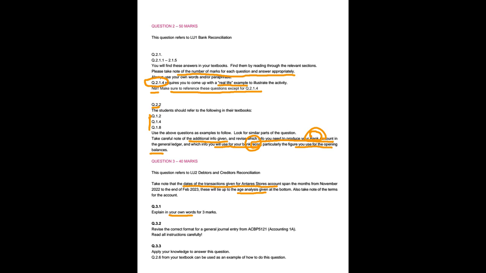If you forget to reference throughout your whole assignment, you will lose 5%. What happens then is we mark the whole assignment, arrive at whatever the mark is for your assignment, and then we deduct 5% from that for no referencing or very poor referencing. So please, it is important.